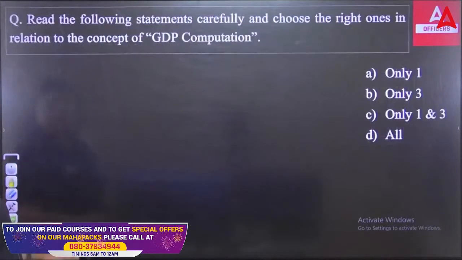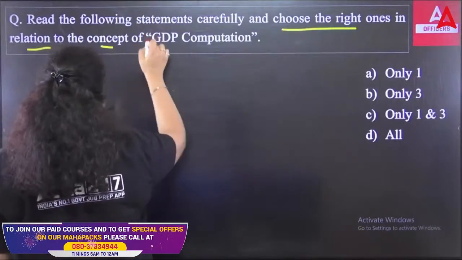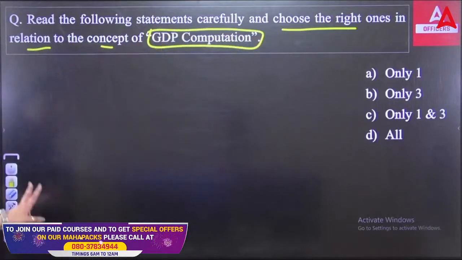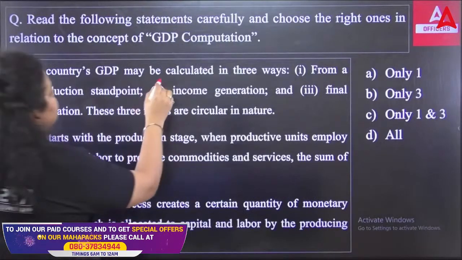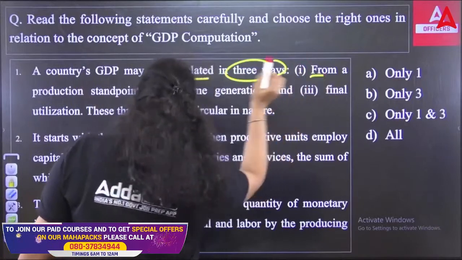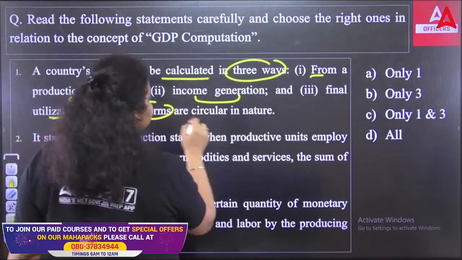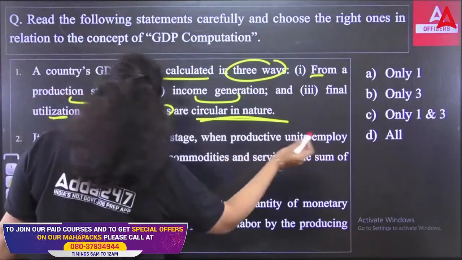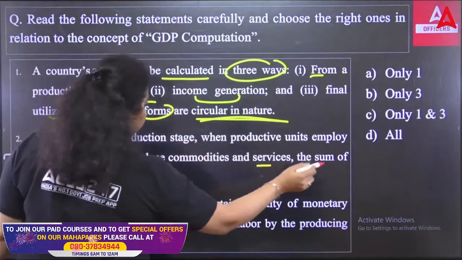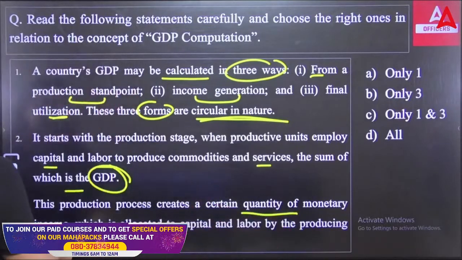All are incorrect. Now, which of the following statements, carefully choose the right one in relation to the concept of GDP computation. When you calculate GDP, which of the following is true? These 3 statements are there. First, a country's GDP may be calculated in 3 ways: from a production standpoint, from income generation, and the third, final utilization. These 3 forms are circular in nature. Third is saying it starts with the production stage, when production units employ capital and labor to produce commodities and services, the sum of which is called GDP. This production process creates a certain quantity of monetary income, which is allocated to capital and labor by the producing units.